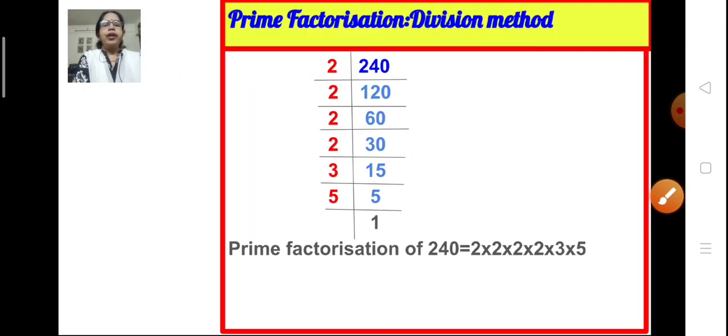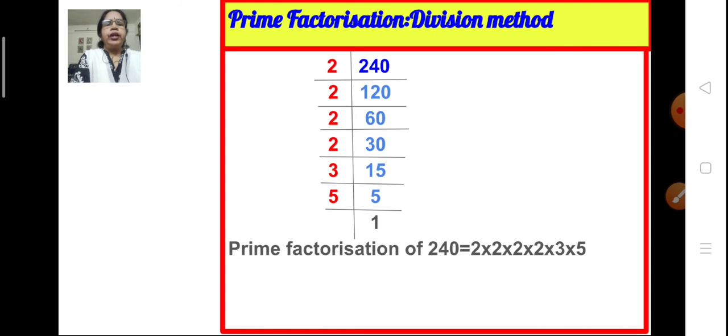Another method of prime factorization is division method. For this, first we write the number and check whether it is divisible by the smallest prime number, that is 2. And then we go on continuing with the division of the number by the smallest prime number till we can do it. If it is not divisible by the smallest prime number, then we move on to the next bigger prime number. So here we have an example, 240.